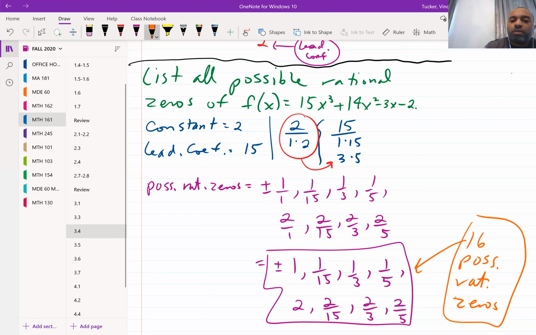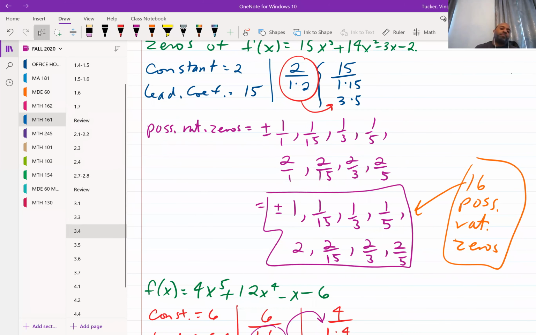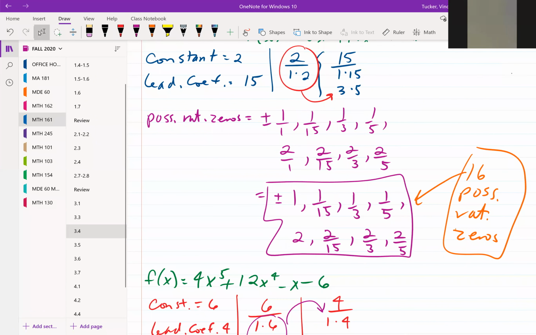All right. Scroll up a little bit. Looking at the next one, 4x to the fifth. There's a comment in the chat. Oh, okay. Let's see what you've got going on. You wouldn't do it that way, the 15 would be in your denominator. So remember, it's always your constant over the leading coefficient. So you put 1 over 1, 1 over 15, 1 over 3, 1 over 5, 2 over 1, 2 over 15, 2 over 3, 2 over 5.